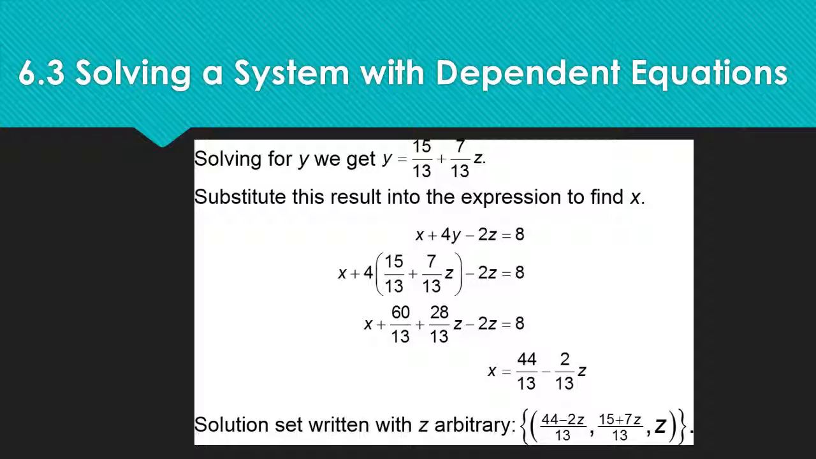Now what we're going to do is solve for y, and it'll be in terms of z. So we get that y is 15/13 plus 7/13 times z. What we're trying to do is express our 3 solutions using z as the variable. And so we solve for y, and then we go back to our first equation, and in place of y, we put 15/13 plus 7/13z, and then we solve for x, and we get x is 44/13 minus 2/13 times z. So our 3 variables all depend on z. Whatever z is will determine x and y, and that's why we write them like this.